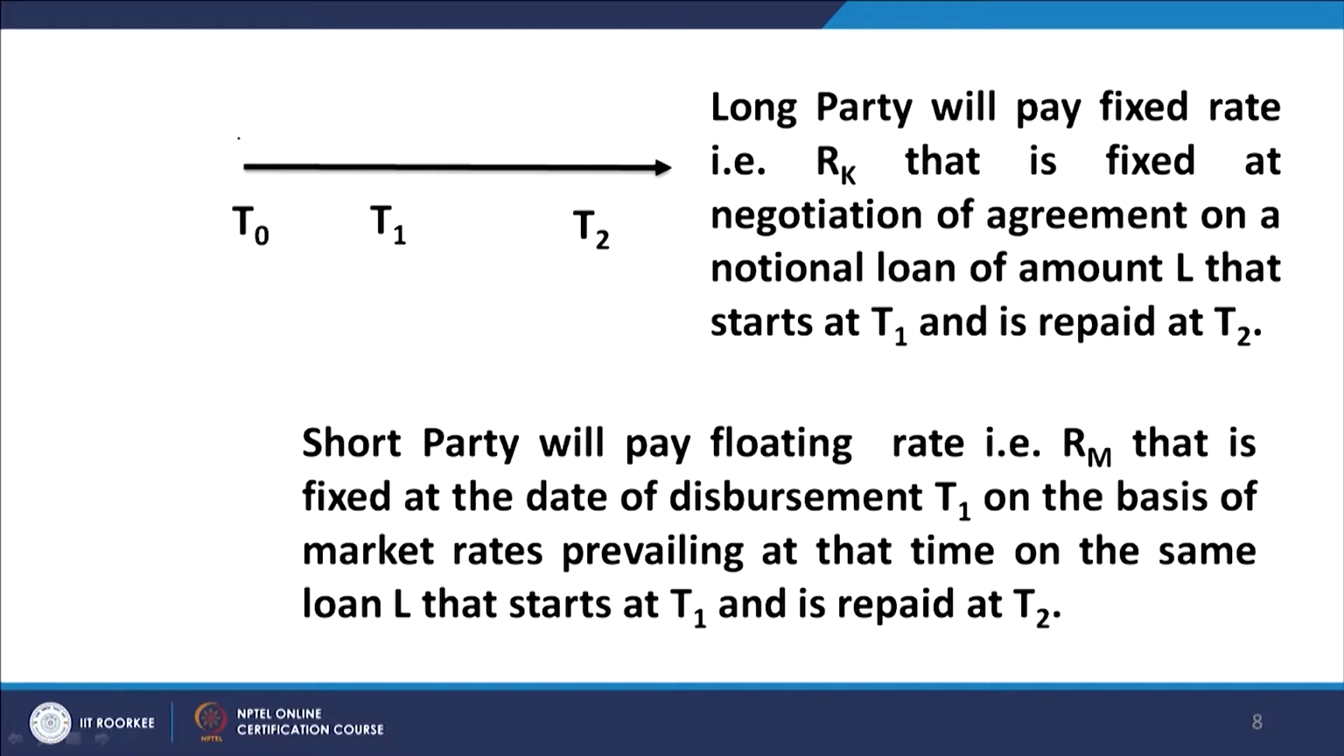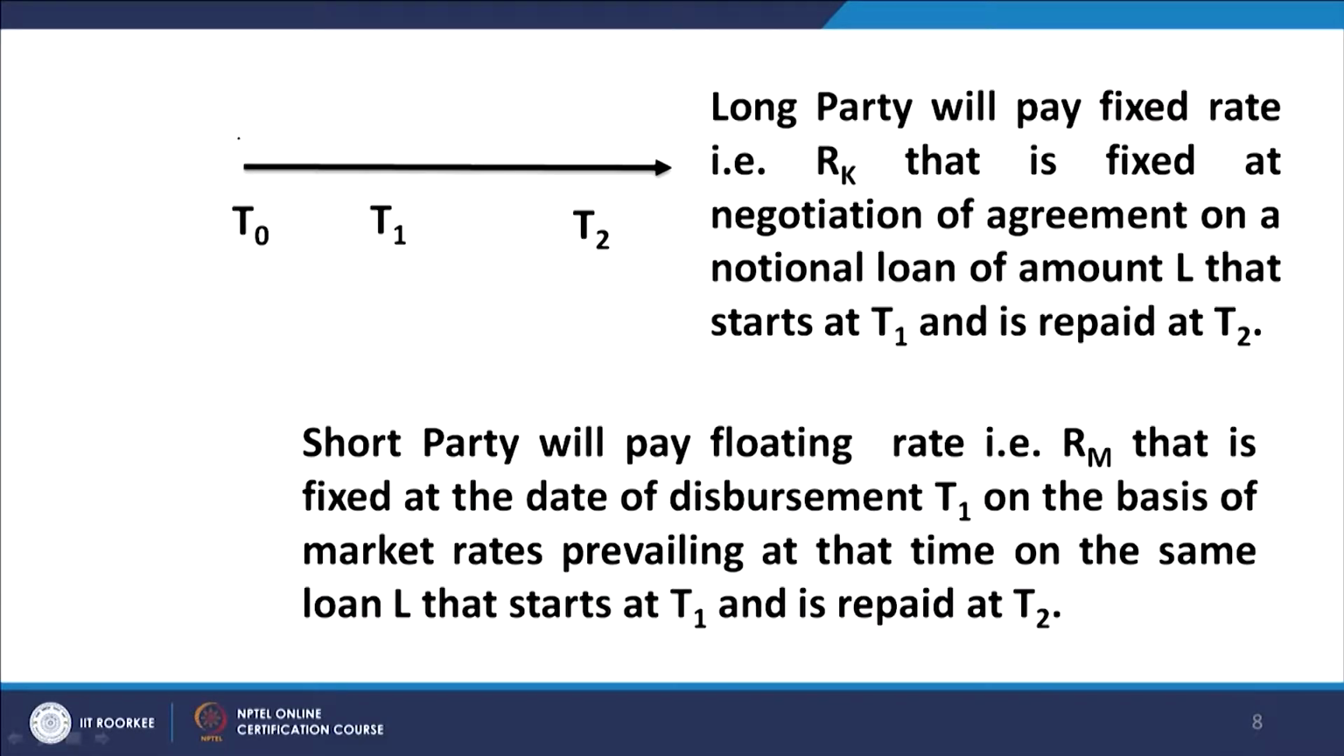The buyer of the agreement then agrees to pay a fixed rate of interest on a certain principal amount. As I said, it is similar to face value. On a certain principal amount, let us call it L, for a loan of that principal amount between the time interval t1 to t2, where t1 is later than t0, at the rate which is fixed at t0.